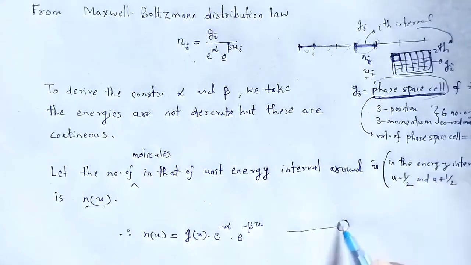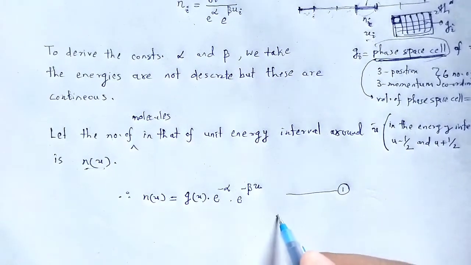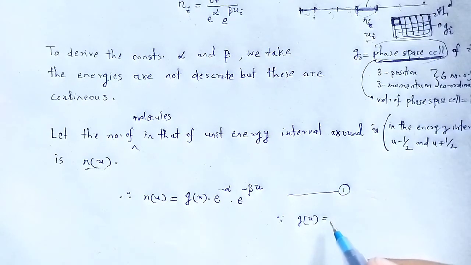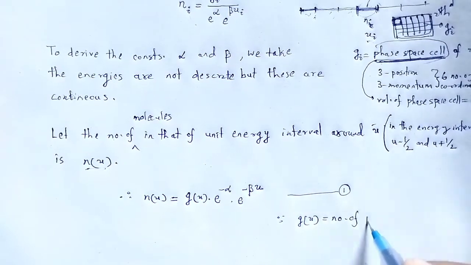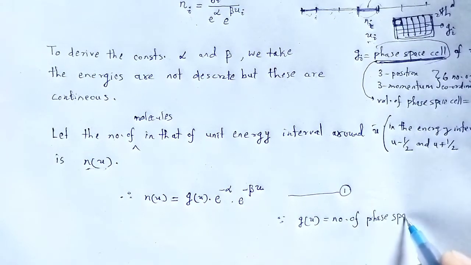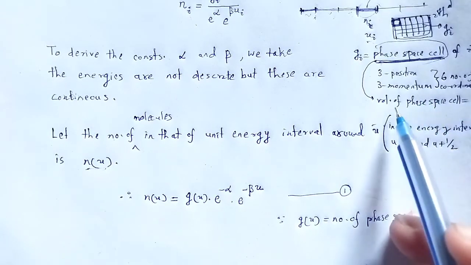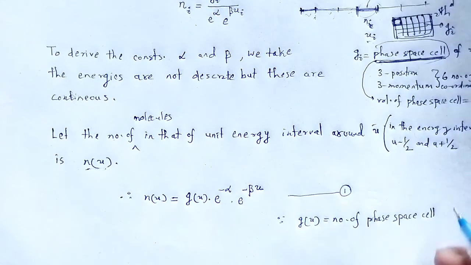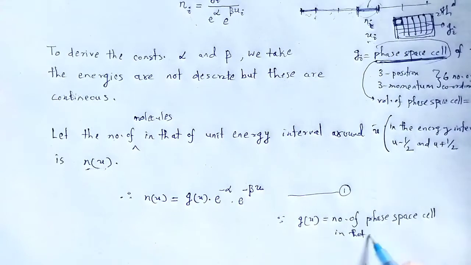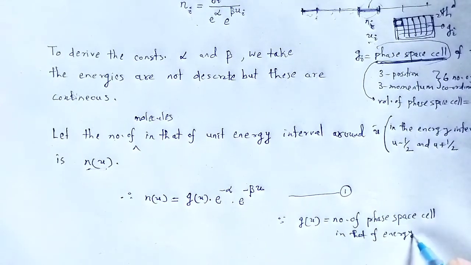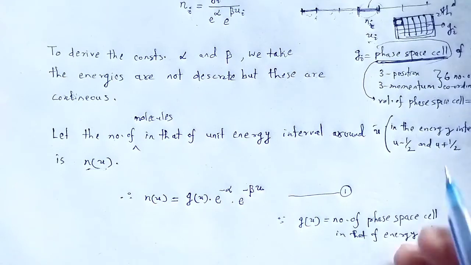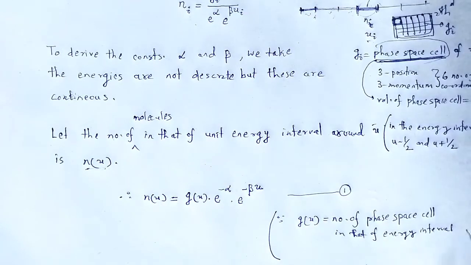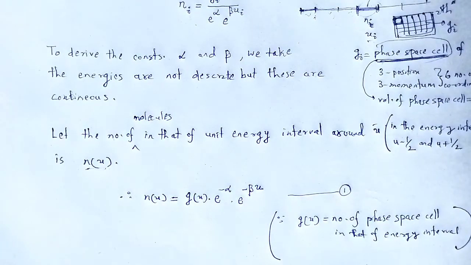Take equation number 1, where Gu is the number of phase space cells in the energy interval. Energy interval means U minus half to U plus half, that is the energy around U. Let me take the mass of the molecule.